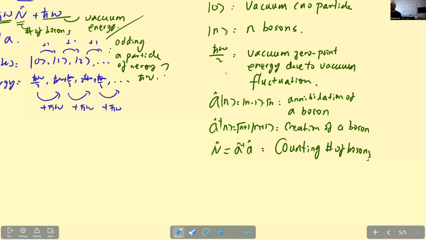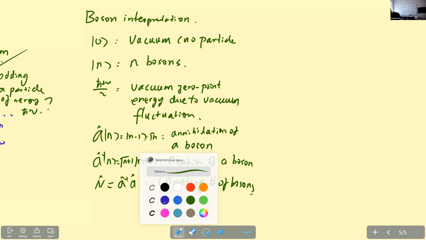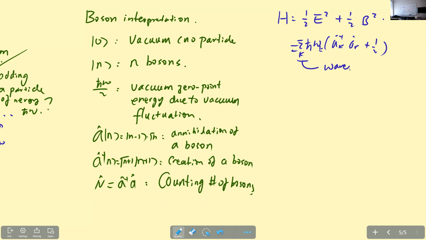And you can actually make a more interesting analog. Say you have H equals 1/2 electric field squared plus 1/2 B field squared. And this one can be written as omega, a_k dagger a_k, plus 1/2, summed over k corresponding to different wave vectors. Let me say, this is the energy of the electric field.